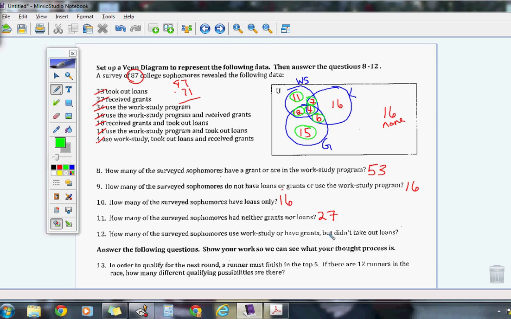But then there's a stipulation. But didn't take out loans. Okay, well that gets rid of these 7, these 4, these 6. So how many are left there? 15, 27, 38. So the answer to that one will be 38. Okay, I'm going to actually stop this video here, and I'll pick up on number 13 on a different video.